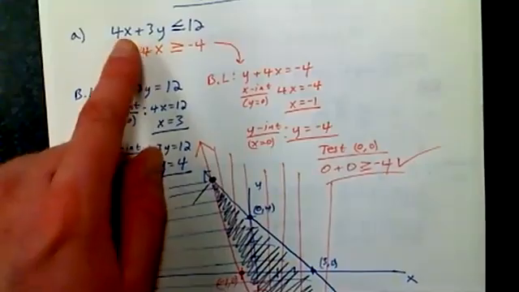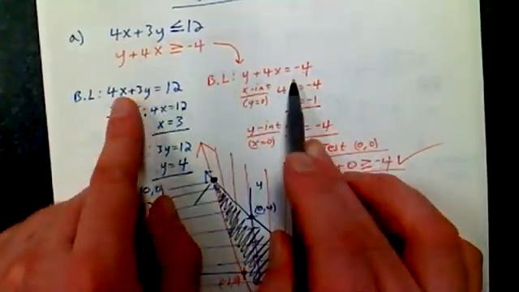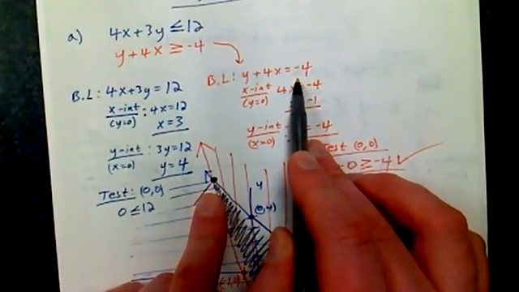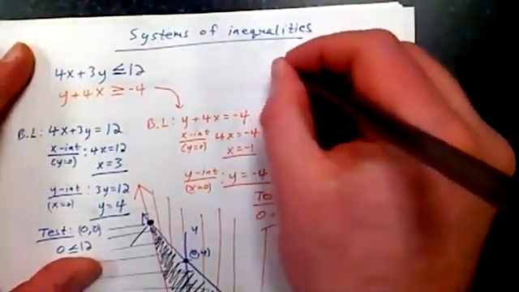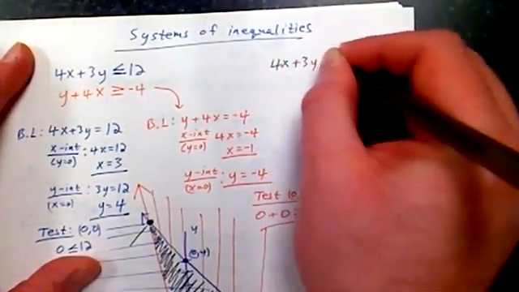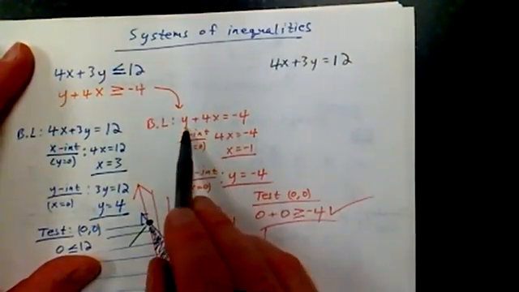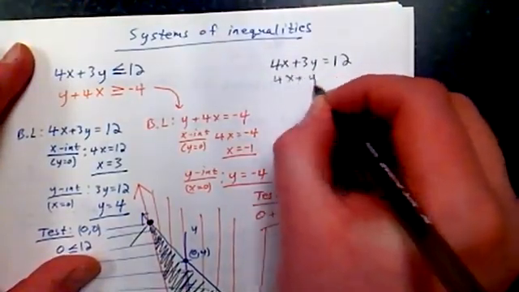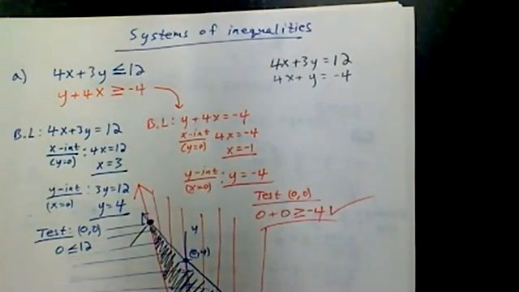So we just have to solve the two boundary lines. We're going to set up a system of equations and figure out what x and y are, and that's where this intersection point will be. So let's write that up here. I have 4x plus 3y equals 12. That's the first boundary line, the blue one. And for the red one, see how it's y plus 4x? I'm just going to change the order on that. I think that's going to make it a little easier for us.